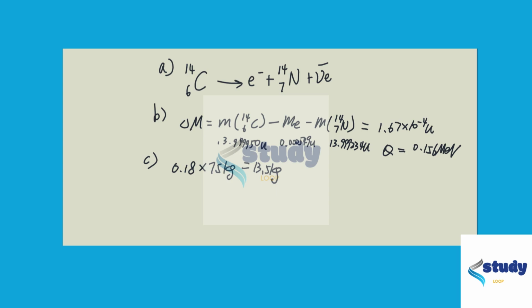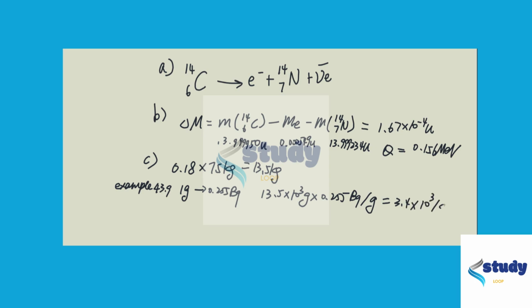So in example 43.9, each 1 gram will have an activity of 0.255 Bq. So now we have 13.5 kilogram. We will have 13.5 times 10 to the third gram times 0.255 Bq per gram. And this is giving us 3.4 times 10 to the third decays per second.